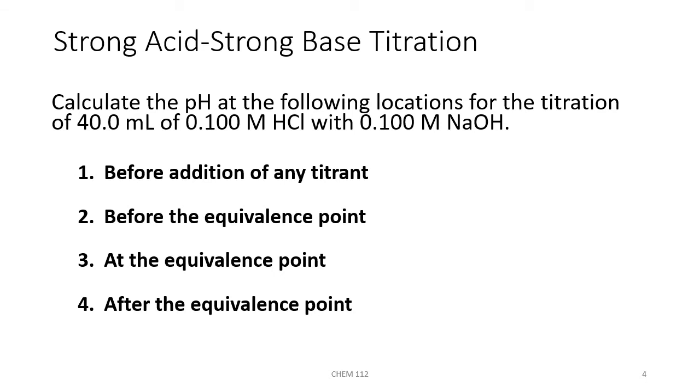In this example, the titrant would be the sodium hydroxide, which we're adding from the burette. 2, before the equivalence point. 3, at the equivalence point, where moles of acid are equal to the moles of base. And 4, after the equivalence point, where we would essentially be just adding excess sodium hydroxide.